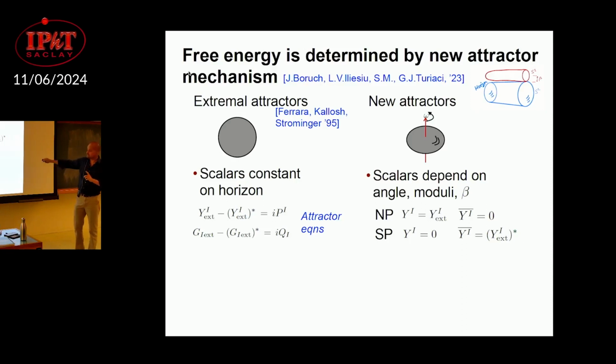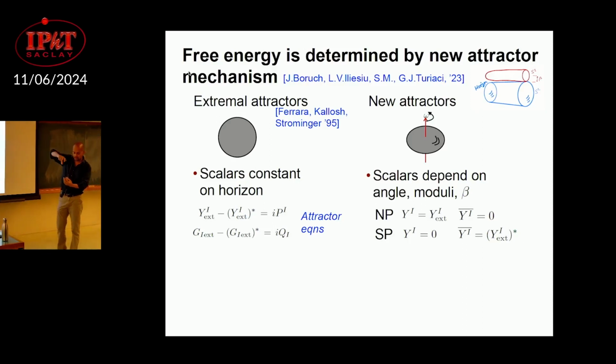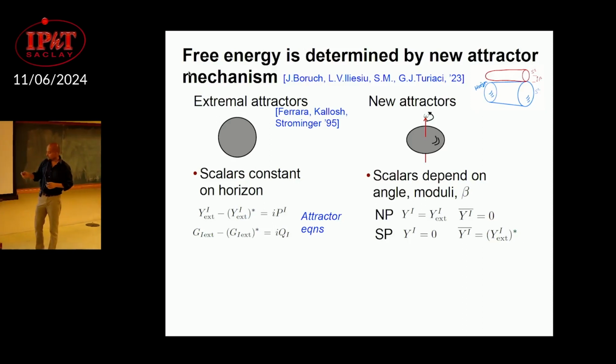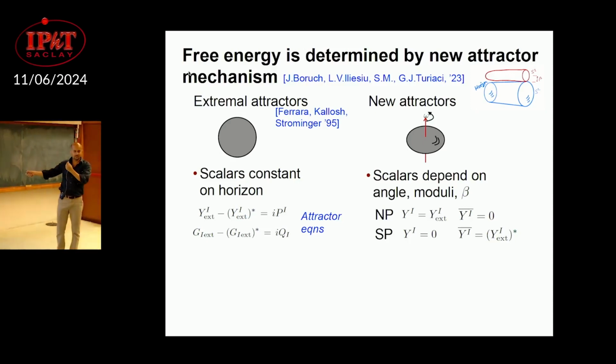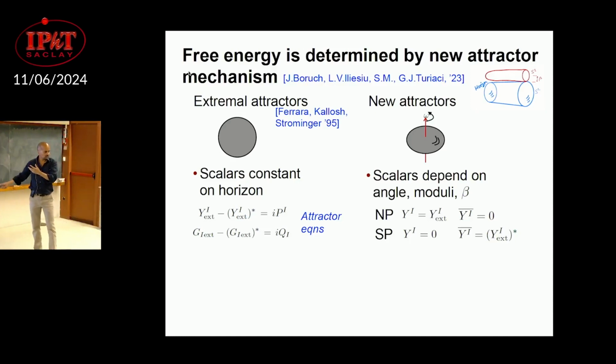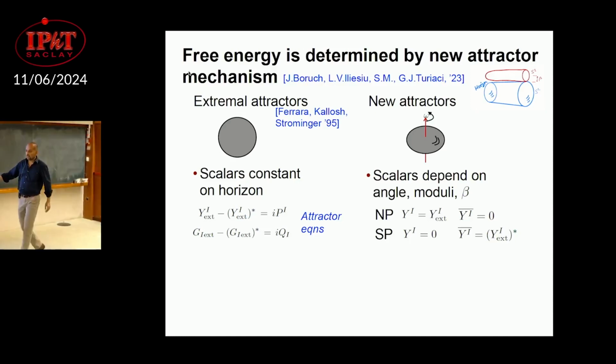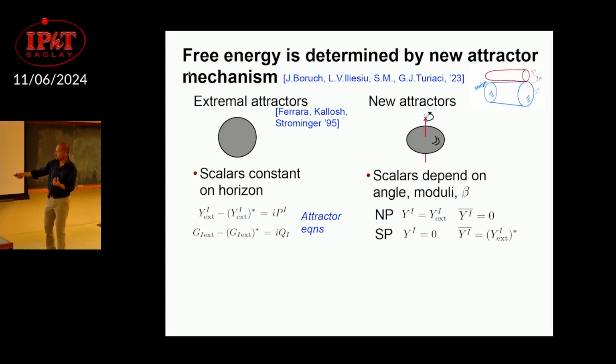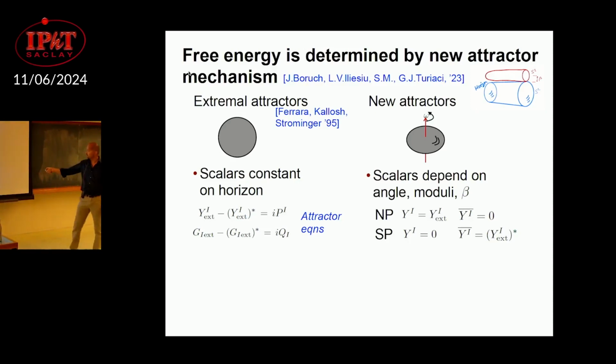But something nice happens. Namely, if you look at these generalized attractor equations near the north, so there's a pole because there's a rotation, so there's a distinguished north and south pole. Near the north pole, what you find is that the scalar fields y take their extremal attractor values, but the conjugate y bar becomes 0. And here you see another very clear manifestation of the complex nature of the solutions. y bar is not y star, not the complex conjugate. And at the south pole, the opposite happens. y is 0, and y bar is the attractor value.